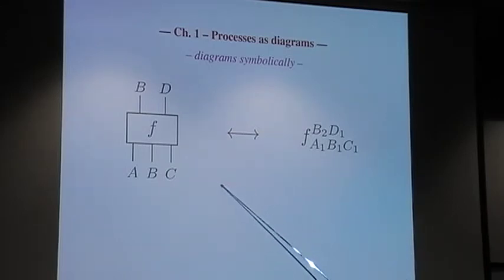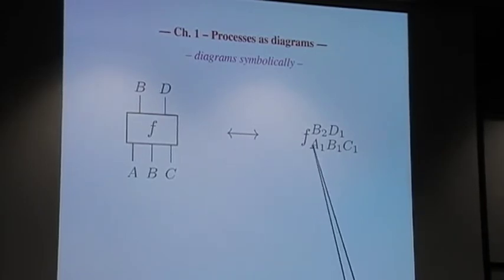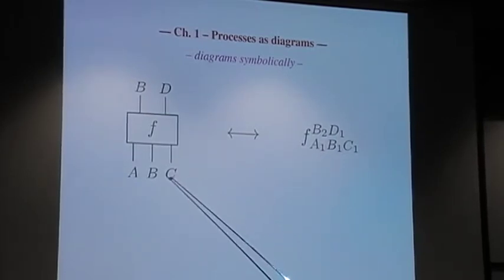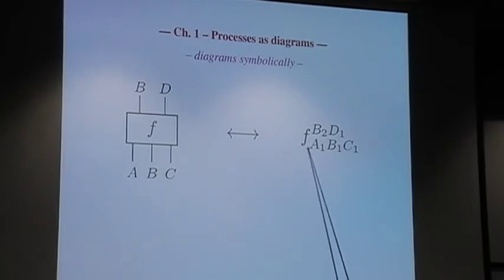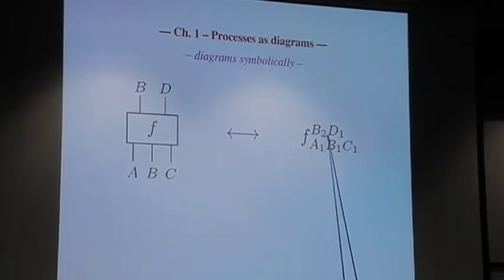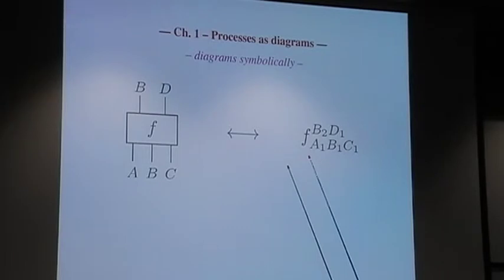So here you see this process, and here you see what is called F. We write down an F, and we write down A, B, C as subscripts, and then B, D as subscripts. You already see that things become a little bit uglier, because we got a B as input and a B as output, so we have to distinguish them here. There are two B's going on.